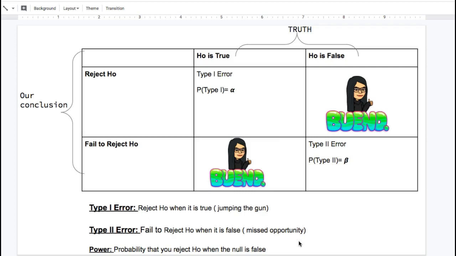Another important vocab word that we need to know is power. Power is important. It's the probability that you reject the null when the null is false, which is a good thing. That's power. Okay. Some other probabilities that are of interest to us. The probability of making a type 1 error is alpha. Remember, that's linked to our alpha level because that's our rejection region. And then the probability of making a type 2 error is beta. Okay, you're going to want to have that all copied down.